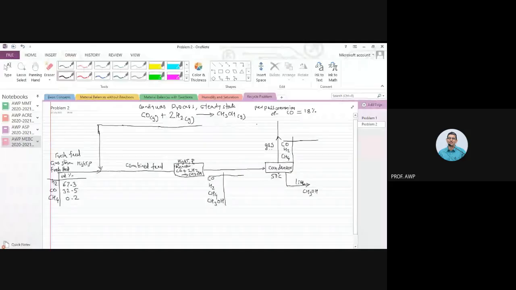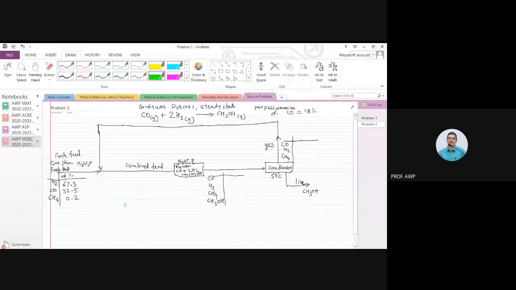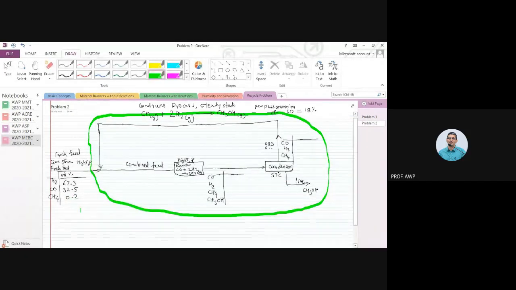Now, do you see a problem? If you take this whole thing as a control volume, methane is coming in. Is there a place where methane is going out? Sir, it will accumulate. It will accumulate, right? So right now, suppose to start the plant, we have 0.2% methane.